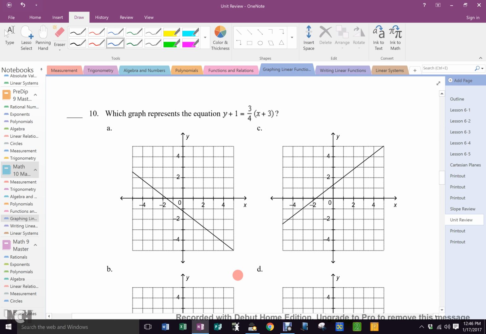Which graph represents this? Well, you've got a couple of ways you can look at this. You can do one of two things. You can either recognize that's point slope form, and this means my x has to equal negative 3, and my y has to equal negative 1, and I have that slope. That's one way to do it. So that will give you the answer, if you know what point slope form means. But let's say you don't.